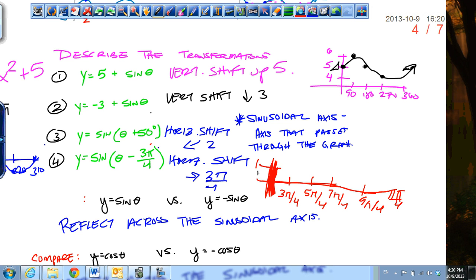Amplitude is still 1. This is a terrible graph. I'm so sorry. Start here, there, boom, boom, and boom. So it still looks the same. It's just figuring out what my values are going to be, all that stuff.